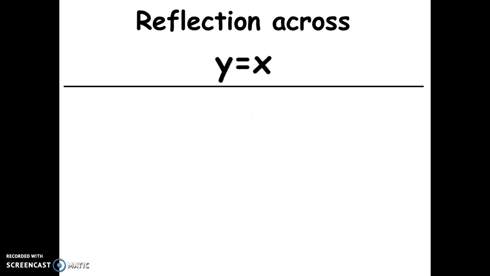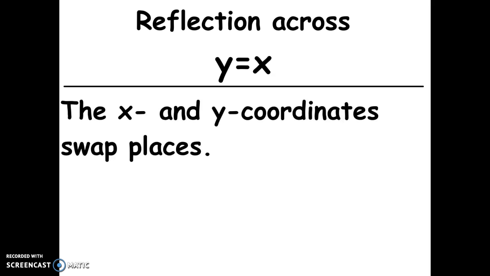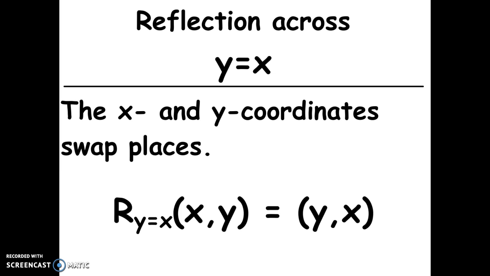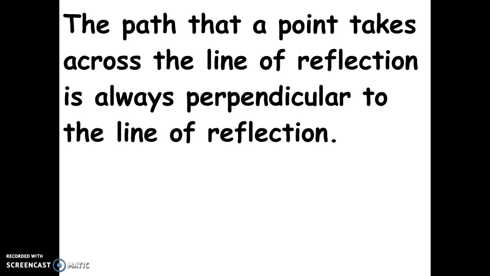A reflection across y equals x. The x and y coordinates swap places. So this is what its function looks like. The path that a point takes across the line of reflection is always perpendicular to the line of reflection.